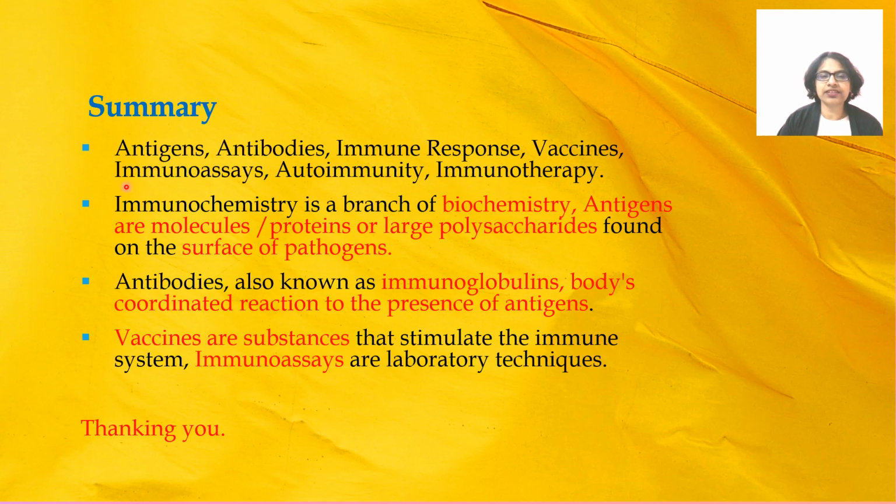Let us summarize our topic. Today we have discussed antigens, antibodies, immune response, vaccines, immunoassays, autoimmunity, and immunotherapy. Immunochemistry is a branch of biochemistry. Antigens are molecules, proteins or large polysaccharides found on the surface of pathogens. Antibodies, also known as immunoglobulins, are the body's coordinated reaction to the presence of the antigen. Vaccines are substances that stimulate the immune system, and immunoassays are the laboratory investigations which we can perform as per the disease condition of the patient.